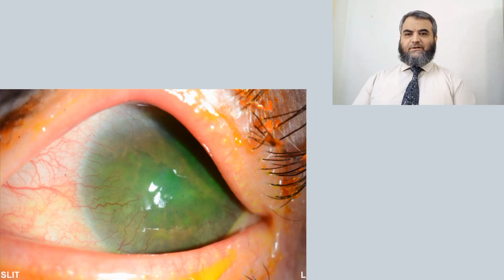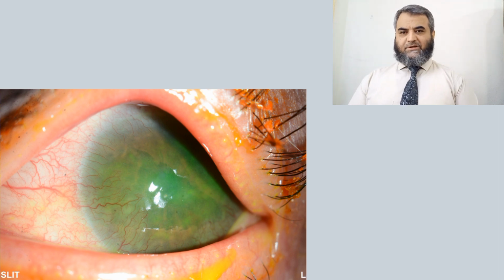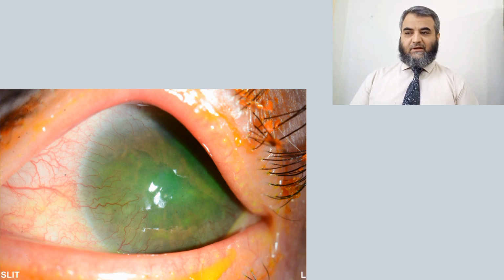As I mentioned, we followed up this patient, and this is the latest anterior segment photograph. You can see that the corneal ulcer has healed. The patient has extensive SPKs, even in both eyes, and there was neovascularization which was still prevalent.